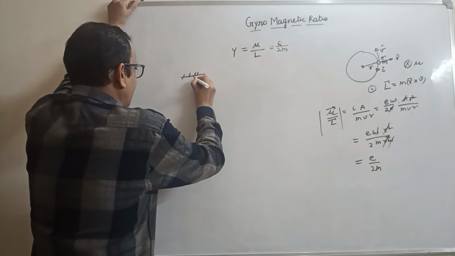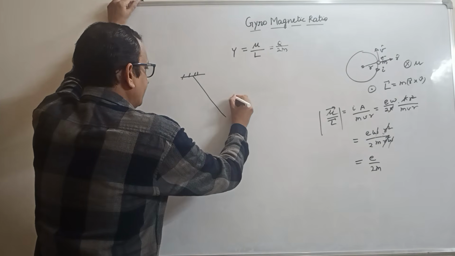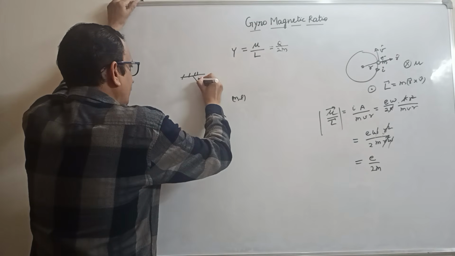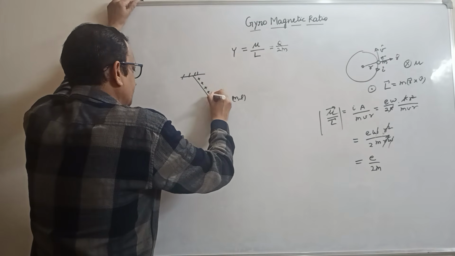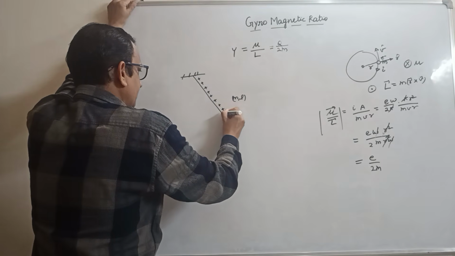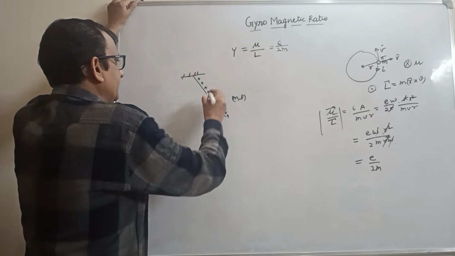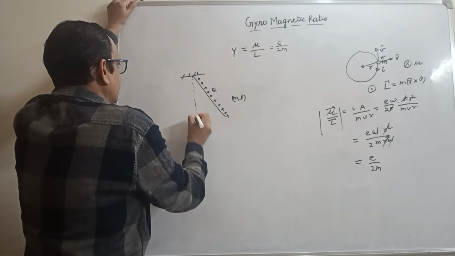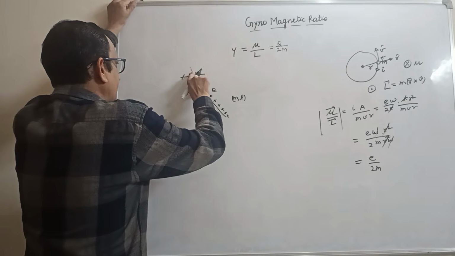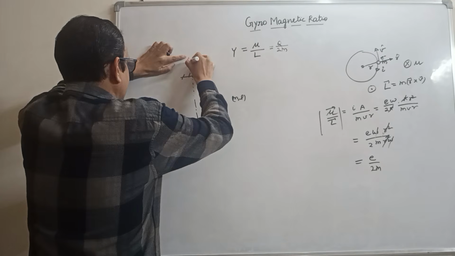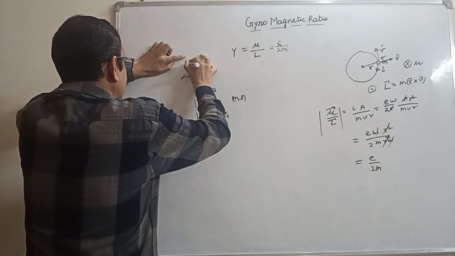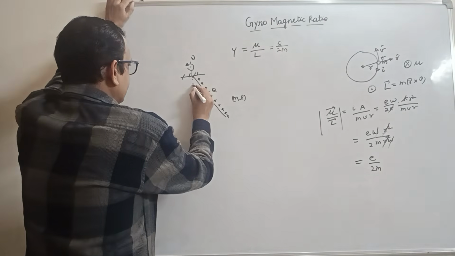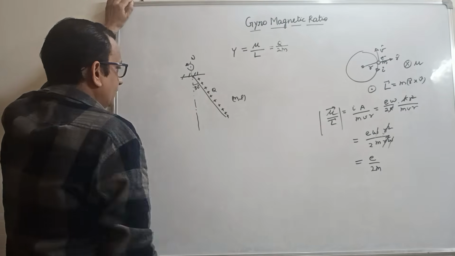Suppose this is a rod having length L and mass m, a non-conducting rod. Q charge is uniformly distributed here, and this is the axis of the rod, the vertical axis. This rod is rotating about this axis with the angular velocity omega, and the subtended angle is 30 degrees.